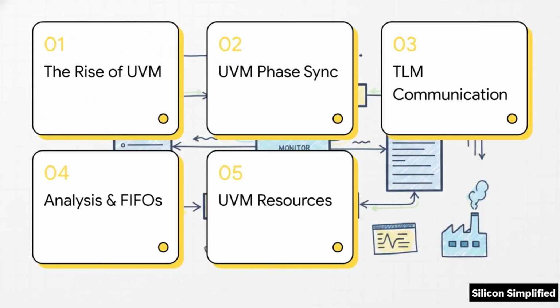Here's a quick look at our agenda. We'll start with the rise of UVM, then move into synchronizing with UVM phases, TLM component communication, analysis ports and FIFOs, and finally upgrading to UVM resources. Like I said, we'll keep mapping this to building a city, looking at the foundation, the zoning laws, the road networks that move data around, and the city registry. Let's get right into it.